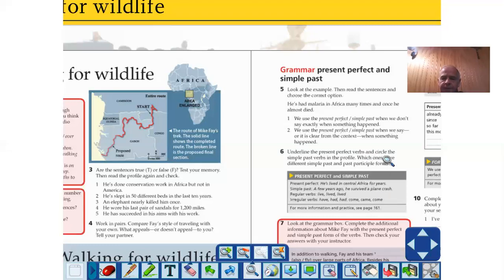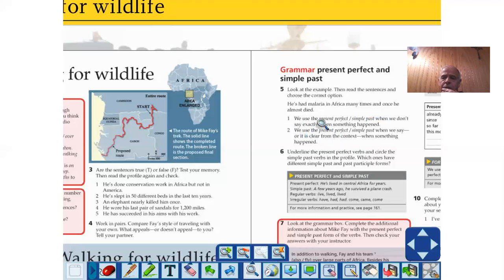Okay, it says, he's had malaria in Africa many times, and once he almost died. Okay. Should I continue? We use the present perfect. It says he's had malaria in Africa many times, and once he almost died. He's had. That means he has had malaria in Africa many times, and once he almost died. Okay.